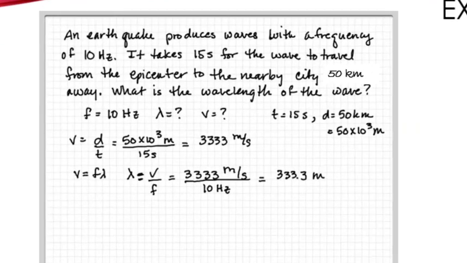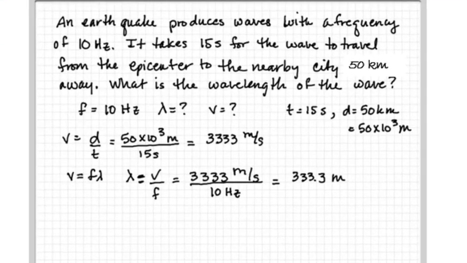And here's an example of using that equation. You have an earthquake that produces waves with a frequency of 10 hertz. It takes 15 seconds for the waves to travel from the epicenter, where the earthquake started, to a nearby city 50 kilometers away. What is the wavelength of the wave? And so we have the frequency as 10 hertz. We're trying to find the wavelength. And we really don't know the velocity, but we know how to find it.